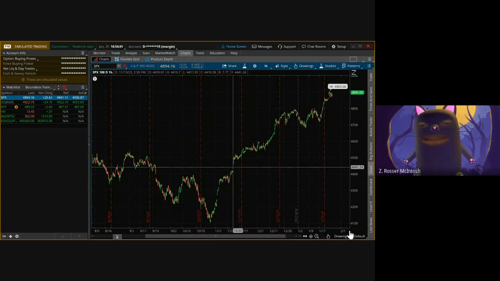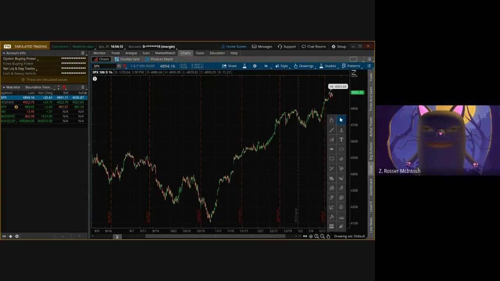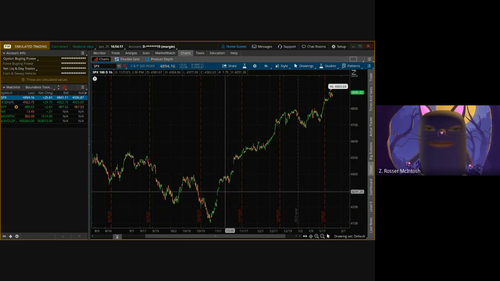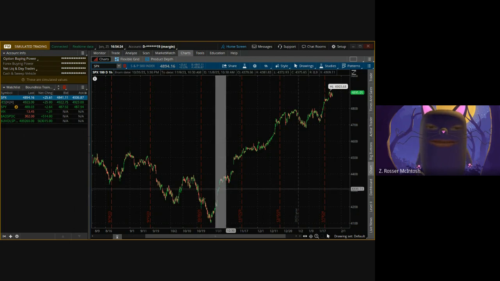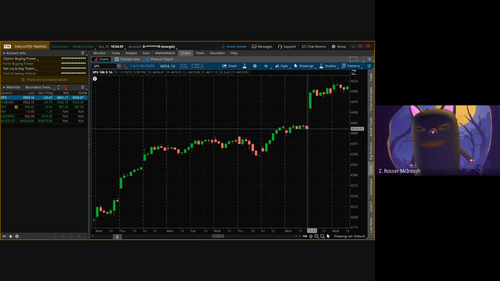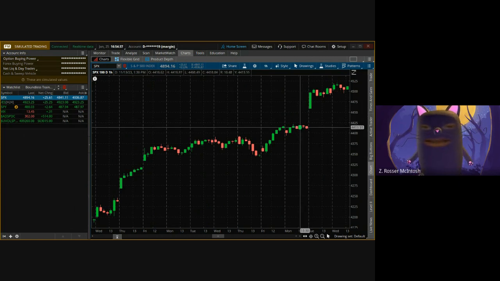Use the other tool, not the pan, the pointer, and just drag from like 11.1 to 12.1. Just click anywhere on the chart and drag across to select that area. Yep. So there you can see that's a huge gap. That was where the market was pushed up in the after hours trading, then opened higher.